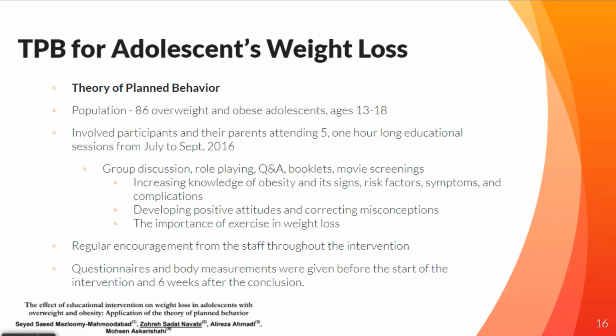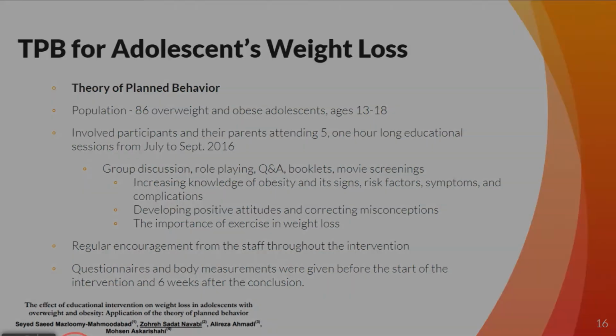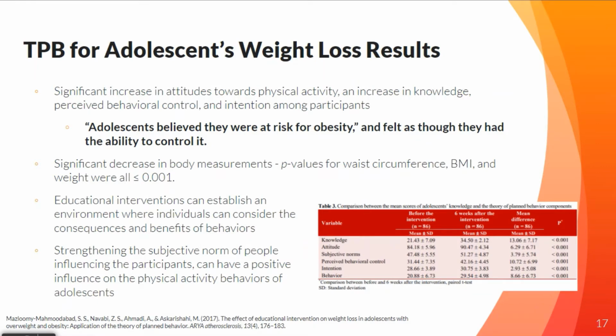So the children received regular engagement from the staff throughout the intervention, and questionnaires as well as body measurements were given before the start and 6 weeks after the conclusion of the intervention. So the results from this intervention showed a significant increase in attitudes toward physical activity. There was an increase in knowledge as well as perceived behavioral control and intention among participants. One notable comment was that adolescents believed that they were at risk for obesity by the end of this intervention, which is important for being able to receive the benefits of the intervention.